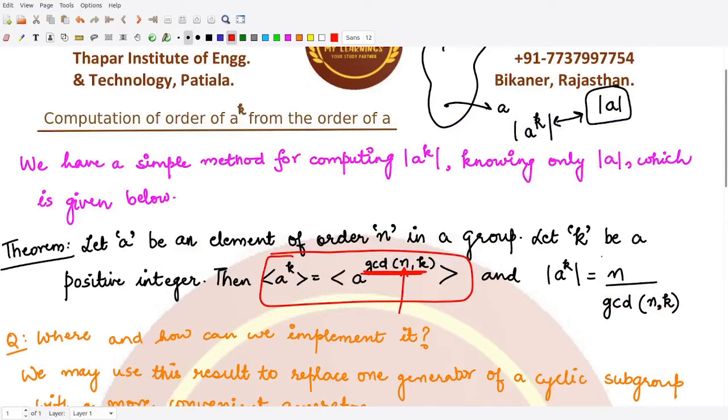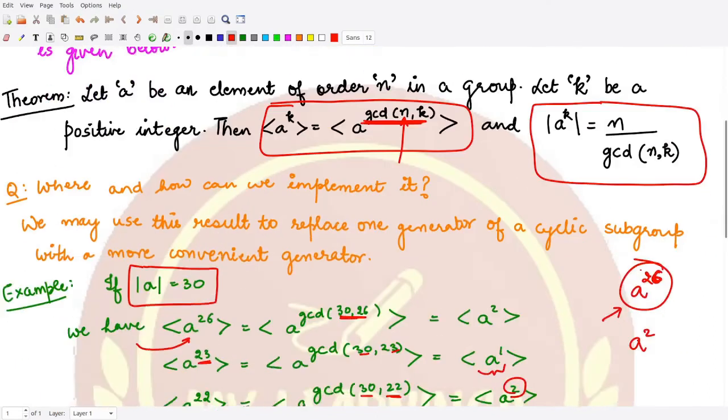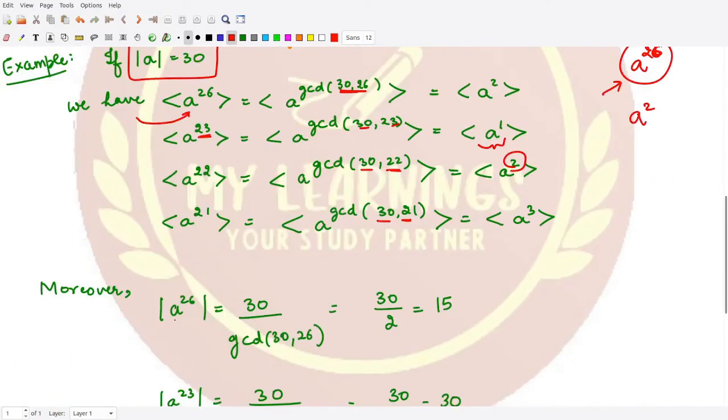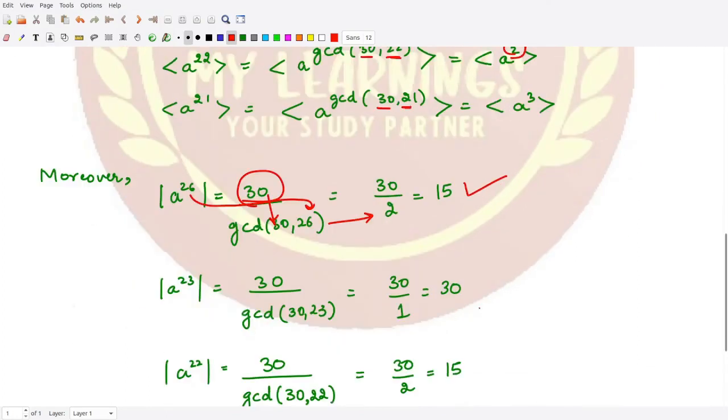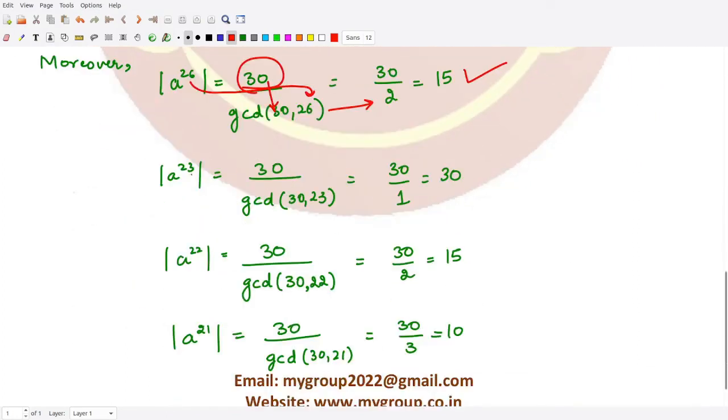For the next part, how can we calculate the order of this element? This is the relation that we can use here. The order of the element A^26 is the order of the element A, which is 30, divided by the GCD of 30 with 26. This GCD is equal to 2, so we have 30 by 2, which is 15. Similarly, we can calculate it for 23. For 23, we have 30 divided by GCD of 30 and 23, which is 30 by 1, so it is 30 only. And similarly for A^21, it is 10.